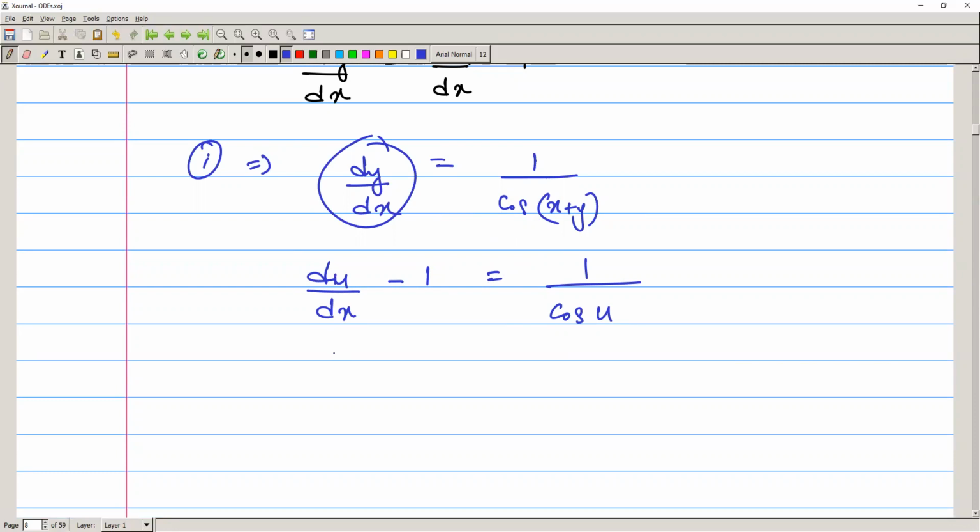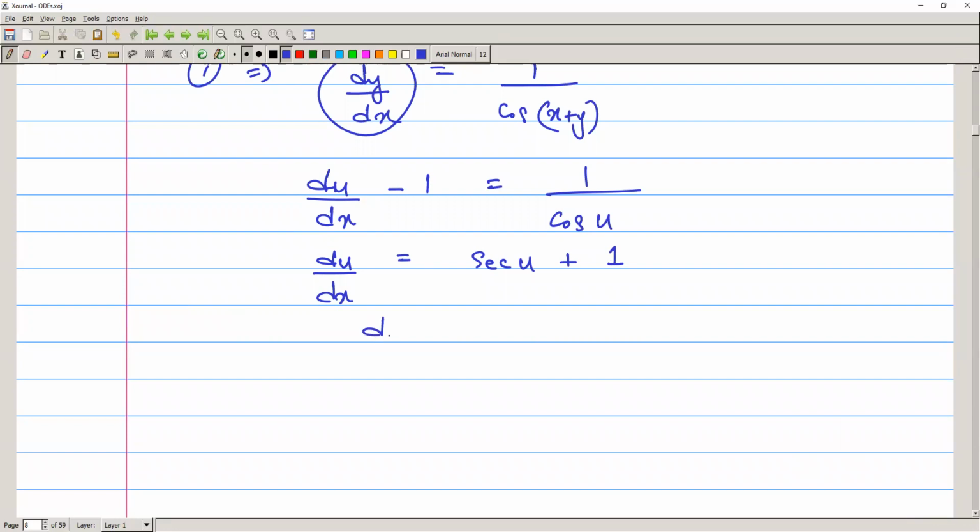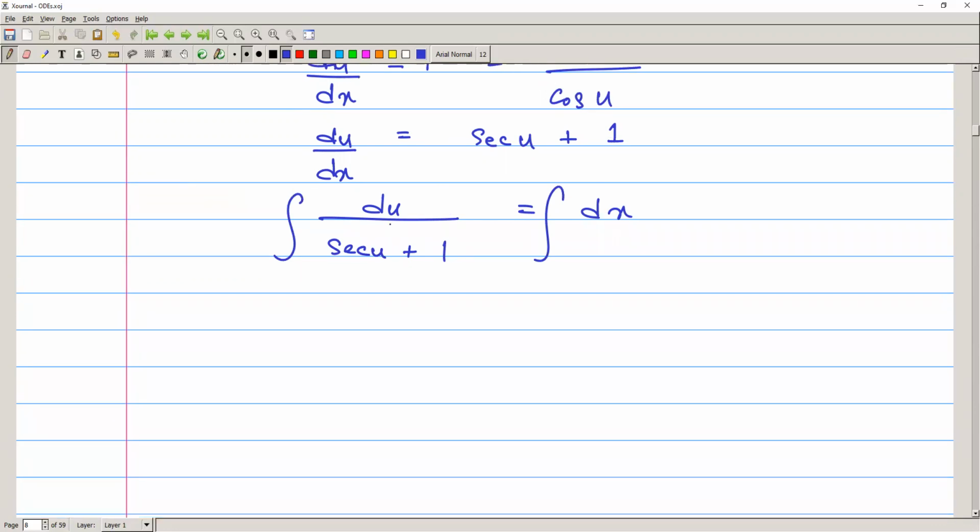So now we can write du over dx is equal to sec u plus 1. Now we can see that this is a variable separable equation. We can simply write it in this way: du over (sec u plus 1) is equal to dx. And now we can integrate this function. Now it's du over sec u plus 1.